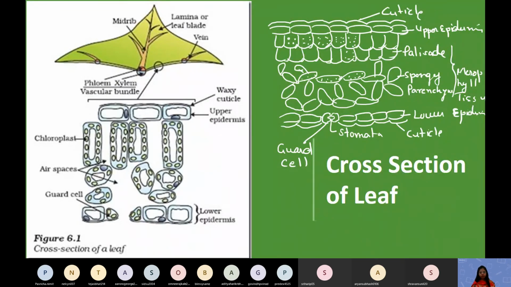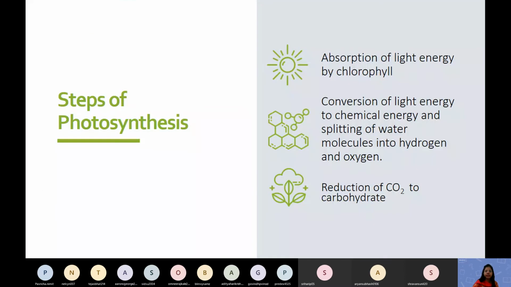Now in front of you, you have two pictures. You can draw any of the pictures because both have all the parts. Did you understand? This diagram can come for 2 to 3 marks, so be ready for that. Any doubt here? Okay, I'm moving to the next slide.